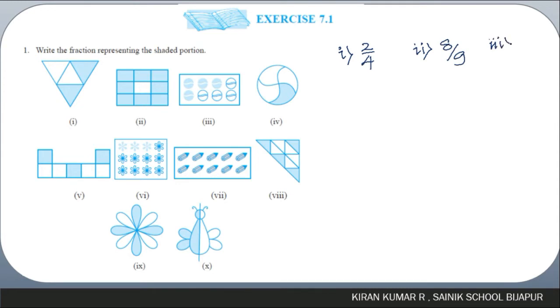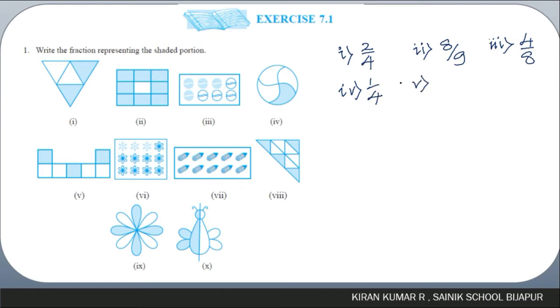Third one, out of 8 balls here, 4 of them have been shaded. So the fraction representing this figure's shaded portion is 4 upon 8. In the fourth one, we have got 4 parts. Out of the 4 parts, only one part has been shaded, so it is 1 by 4.